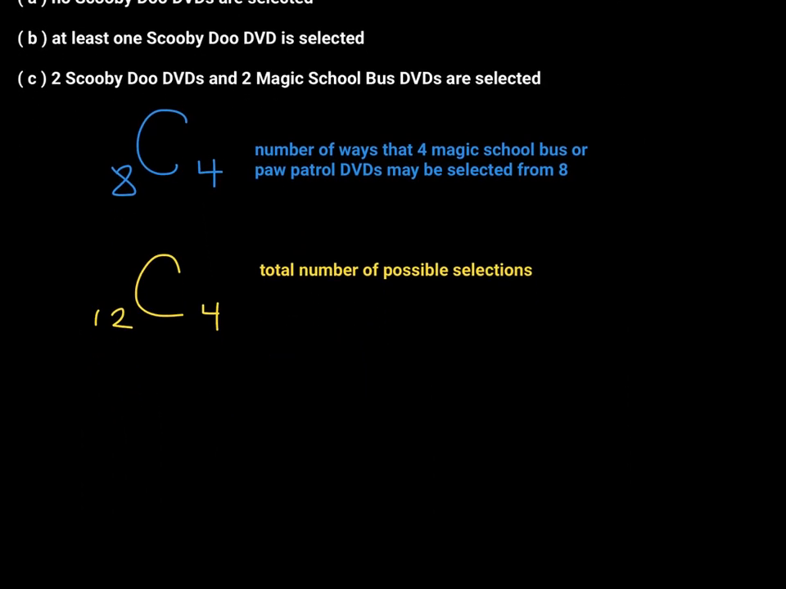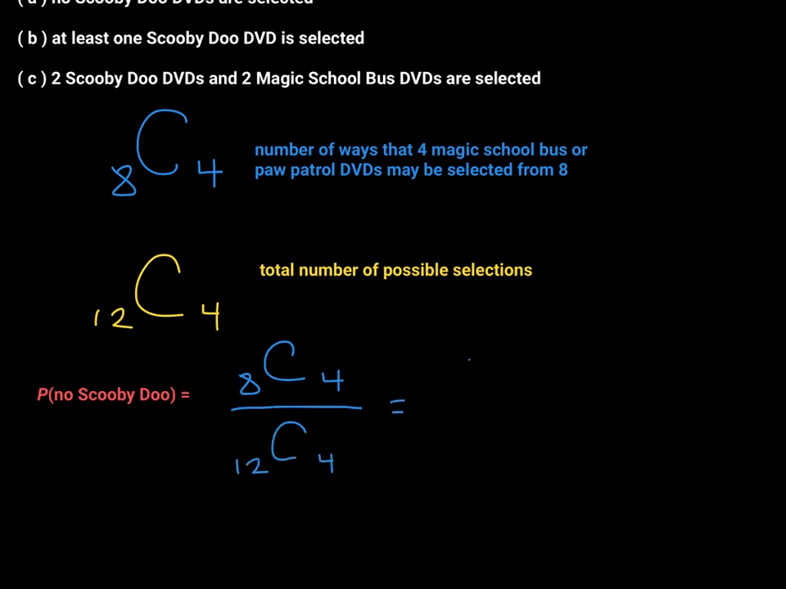So we are dealing with this probability. The probability of not choosing any Scooby-Doo DVDs will be equal to all of our favorable outcomes, right? These are the different ways. This is the total number of ways we can choose 4 Magic School Bus or Paw Patrol DVDs, right? Over the total number of possible selections.